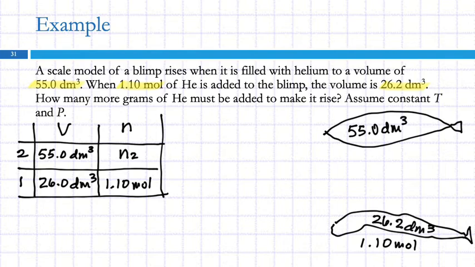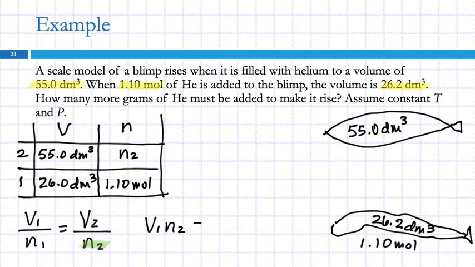So this is going to be Avogadro's law again. V1 over N1 equals V2 over N2. And this time, we're solving for N2. What we're looking for is in the denominator. This is where it's really important to cross multiply. So we're going to cross multiply this. V1 times N2 is equal to N1 times V2.